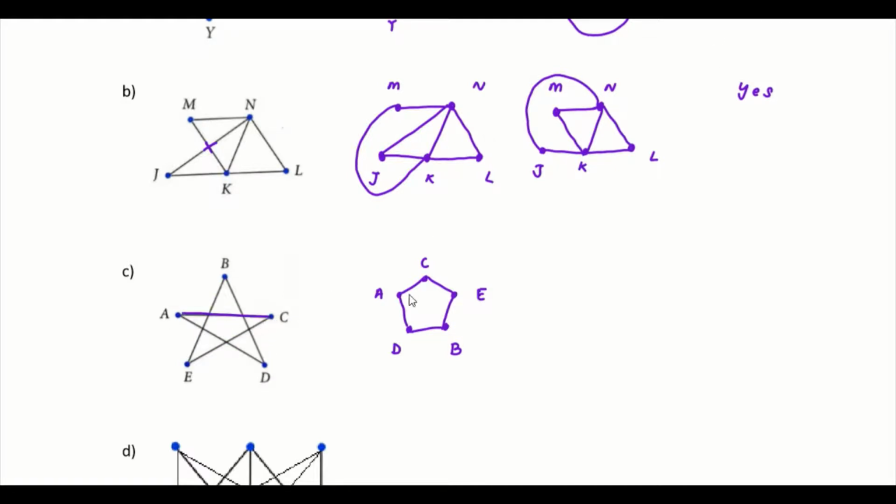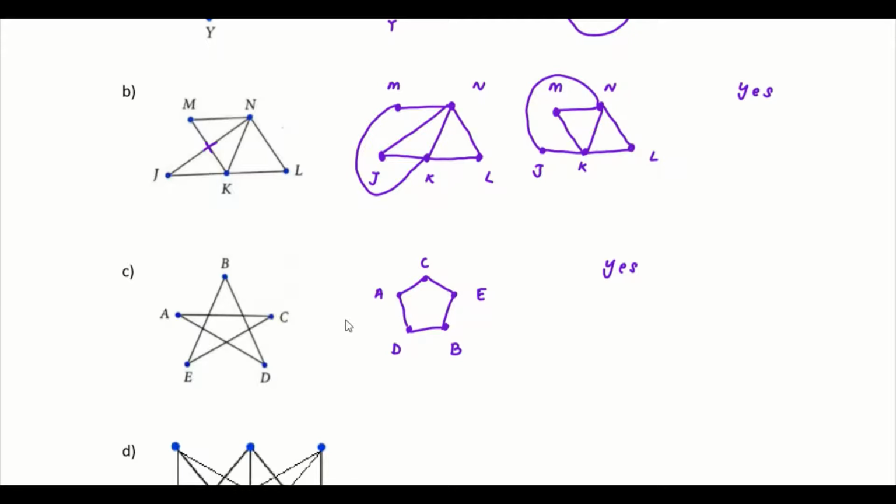So AC, you have AC. CE, you have CE. EB, then you have EB. DB, then you have DB. Then AD, you have AD as well. So everything is the same. So that's why this is a planar graph. So it's a yes. But it's just a little bit harder because eventually you need to reposition the whole thing. Okay, so this is part C.